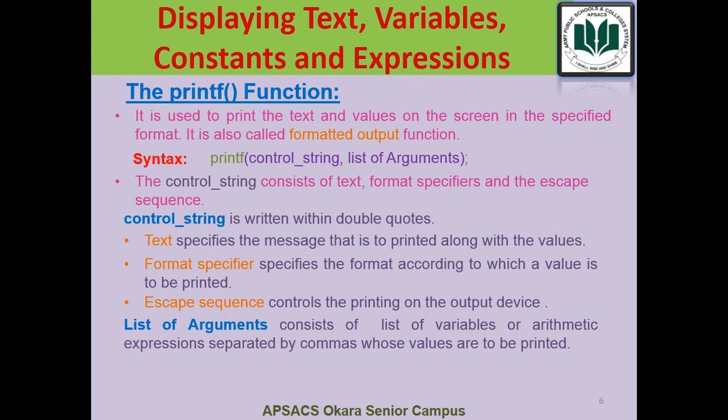So the list of arguments consists of a list of variables or arithmetic expressions separated by commas whose values are to be printed. The values which we are going to print of the variables are separated by commas. The values are printed according to the corresponding format specifier in the printf function, and in the scanf function, the values are printed according to the format specifier that we have used in the string.